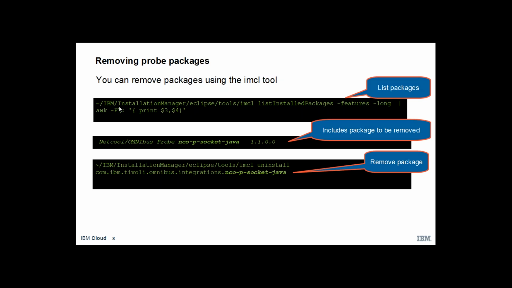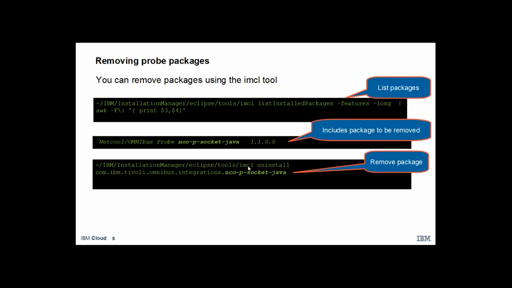So if you put this command in a text file somewhere, it's much easier, or maybe create a small script to issue this command for yourselves. It makes it a lot easier to read the output. And then in this case, if you just grep for socket, you'll see the probe listed, and this is an example of the output from the IMCL list installed packages.